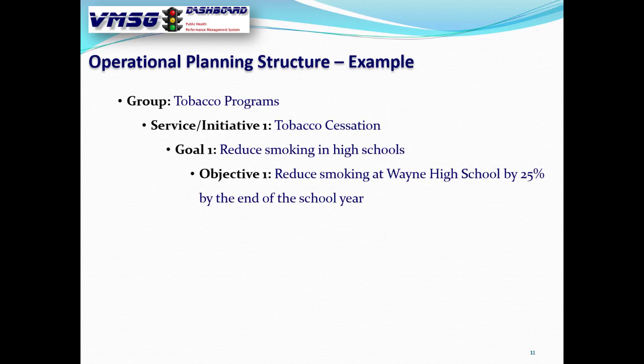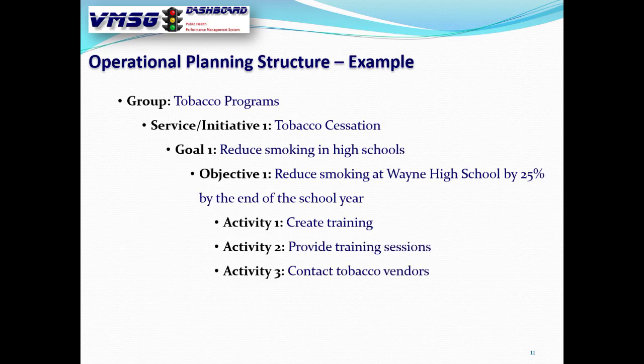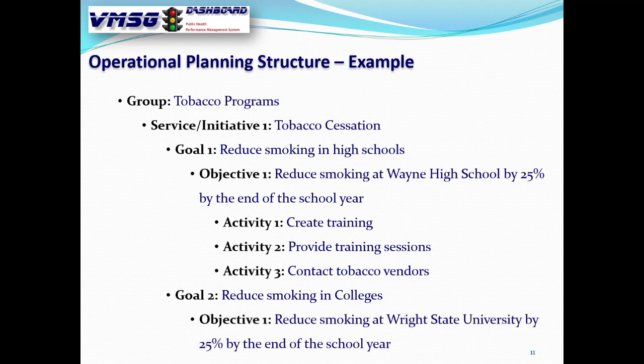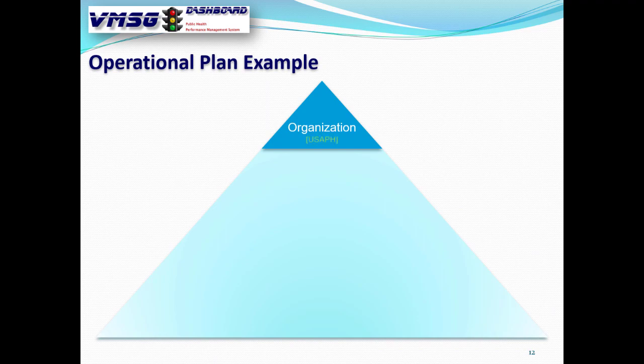The first goal is reduce smoking in high schools. The first SMART objective for this goal is reduce smoking at Wayne High School by 25% by the end of the school year. The activities or action steps to achieve this objective are create the training, provide the training sessions, and contact tobacco vendors. A second goal might be to reduce smoking in colleges, with the first objective being reduce smoking at Wright State University by 25% by the end of the school year. Here's the same operational plan shown in the pyramid format.